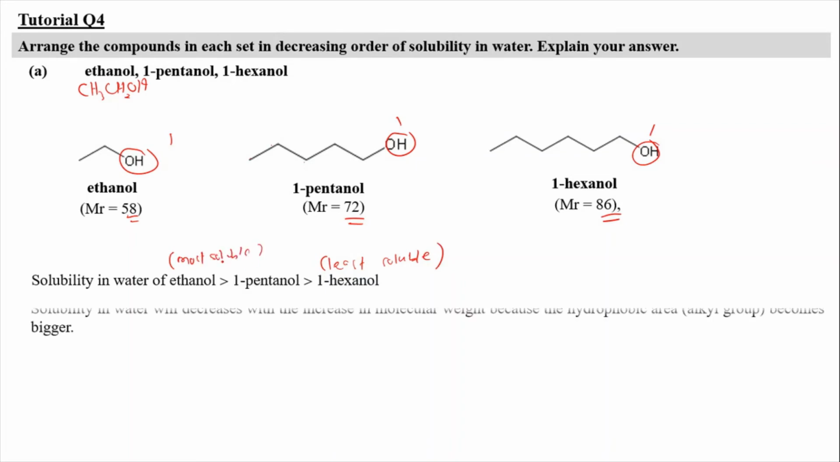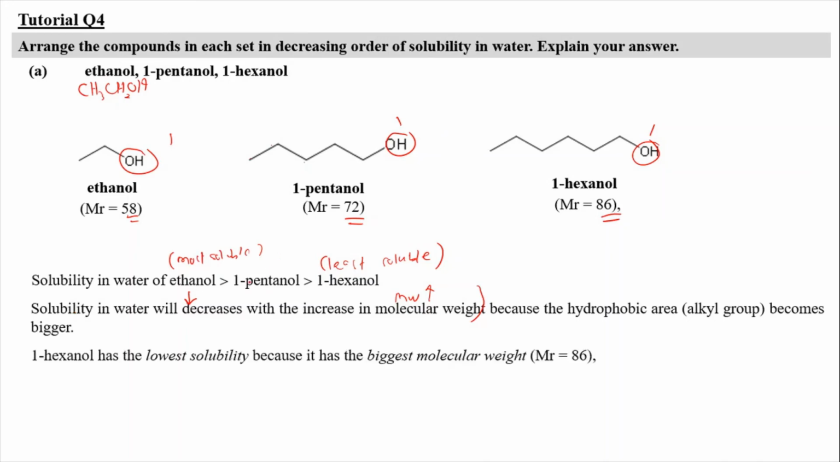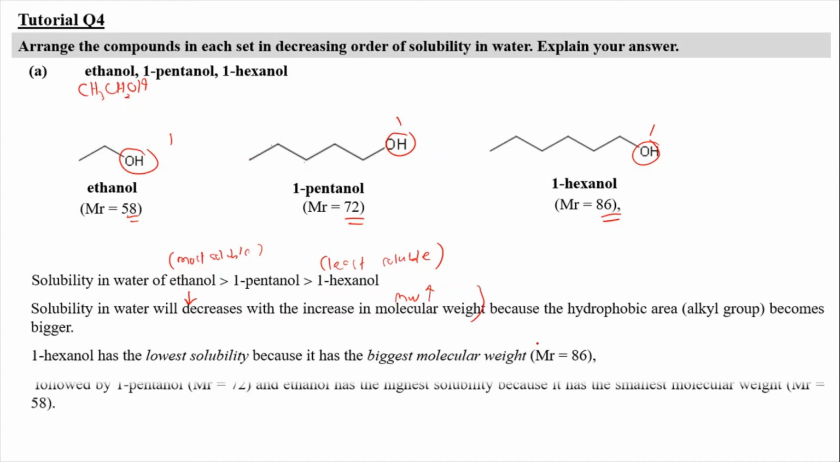So the explanation is that solubility in water will decrease with the increase in the molecular weight. Okay, solubility decreases due to the increase in molecular weight. And this is because the hydrophobic area, which is the alkyl group, becomes bigger. So 1-hexanol has the lowest solubility because it has the highest or the biggest molecular weight, followed by 1-pentanol, which has the molecular mass of 72, and ethanol has the highest solubility because it has the smaller molecular weight, which is 58. Okay, so I think that's all for this video.